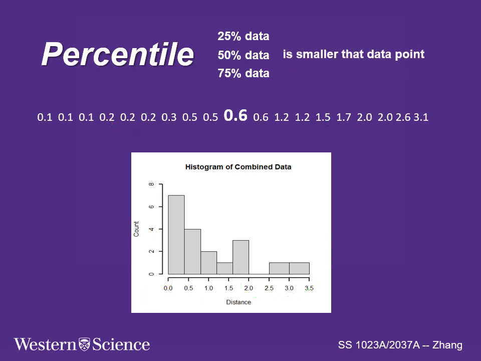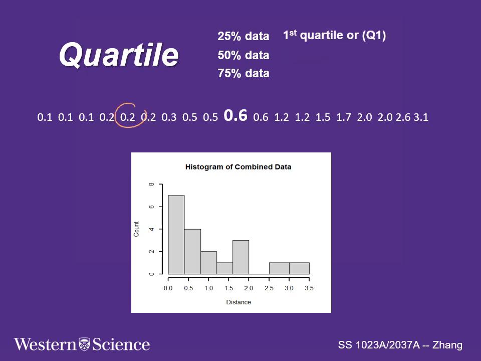But now, if we just look at the 25%, the 50%, and 75% quantiles, we are actually dividing our dataset into 4 quarters. So these 3 data points are also called quartiles. Specifically, the 25th percentile is the first quartile, which is usually denoted as Q1. The 50% quantile is the second quartile, but it has a well-known name, which is the median. And 75% is the third quartile, which is also denoted as Q3.